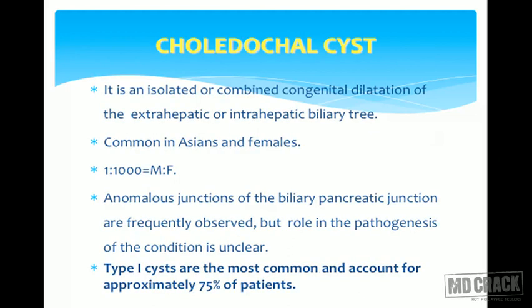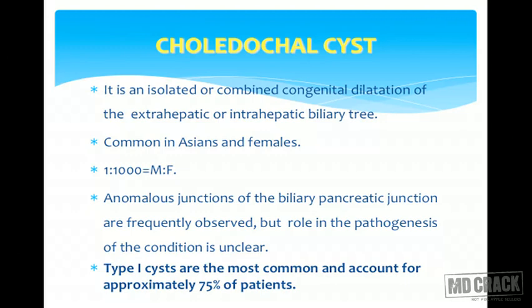So friends, after seeing atresia, we will see one more interesting congenital anomaly, which is choledochal cyst. It is an isolated or combined congenital dilatation of the extrahepatic or intrahepatic biliary tree. It is common in Asians and more commonly seen in females, 4 times more common in females as compared to males. Anomalous junction of the pancreaticobiliary duct is frequently observed, but its role in the pathogenesis of this condition is unclear. Type 1 cysts are the most common and account for 75% of the patients.